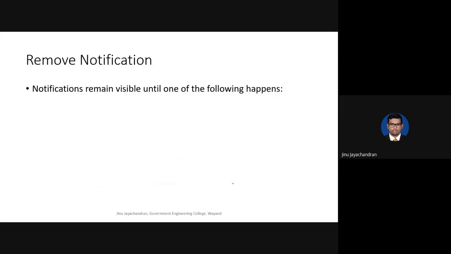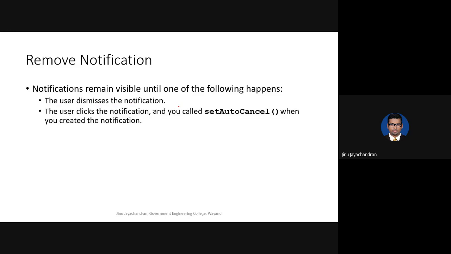If you want to remove a notification, the visibility of the notification can be changed in multiple ways. First way is, let's say the user dismisses the notification. The user says, I don't want to see the notification. He just swipes right and it dismisses.